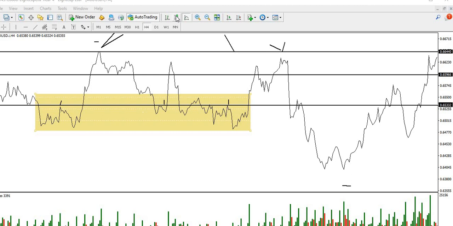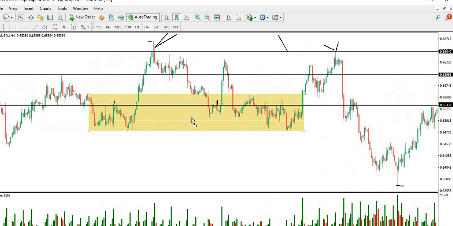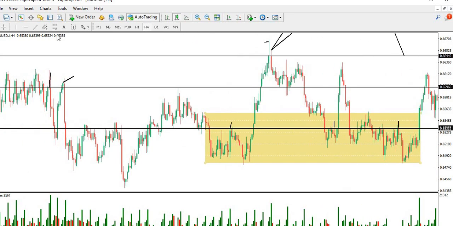Now again we are shifting to the candlestick chart to see if the market has respected the zone in the past or not.